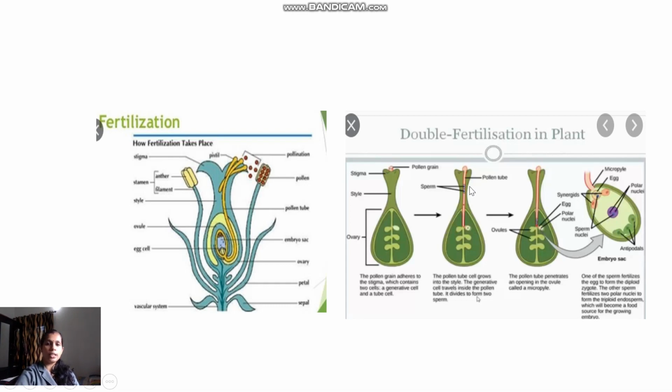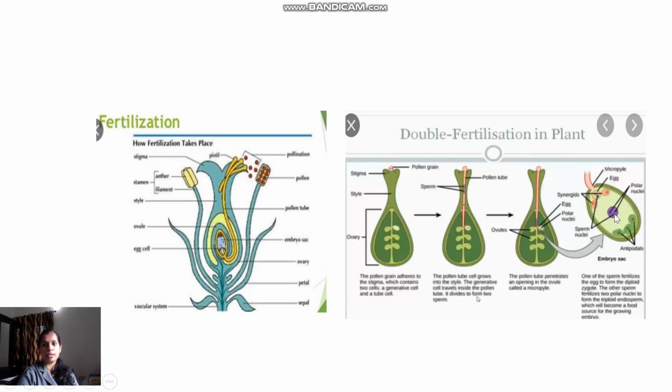Okay, so through the pollen tube, this sperm nuclei will enter into the embryo sac. Through the micropylar region, this male nuclei are entering. There are two male nuclei, tube nuclei and the germinative nuclei. Germinative nuclei will fuse with this female egg, and the tube nuclei will combine with the polar nuclei.